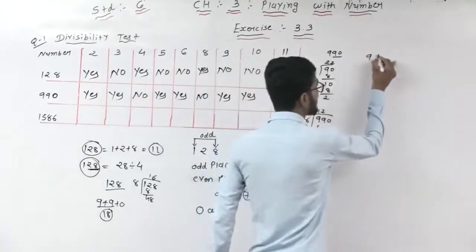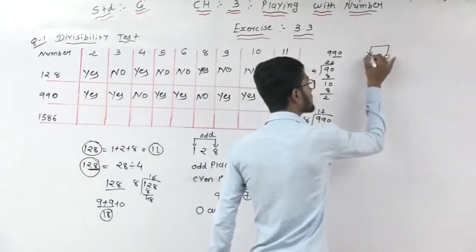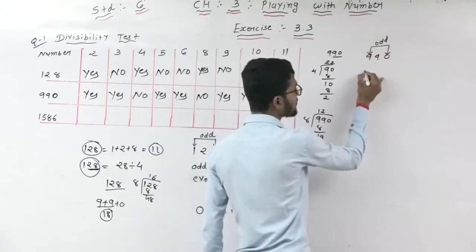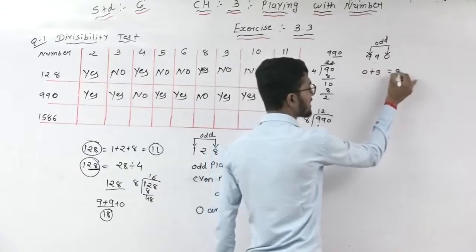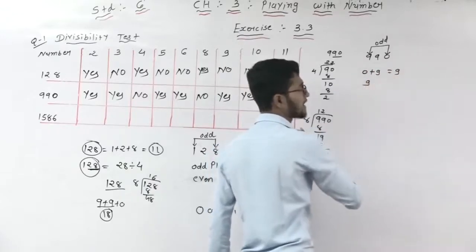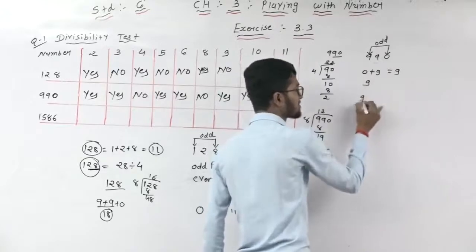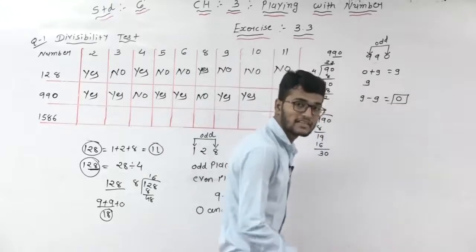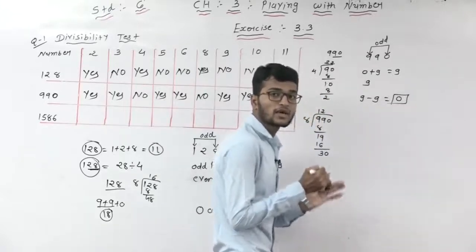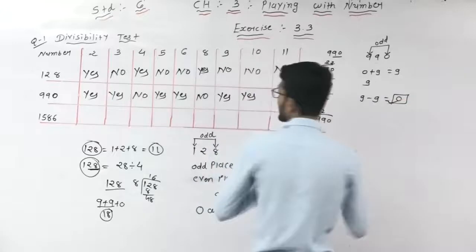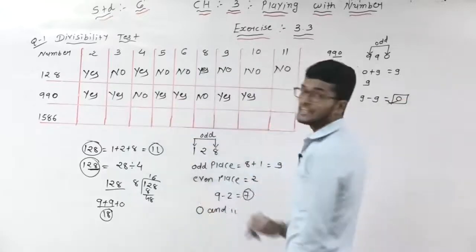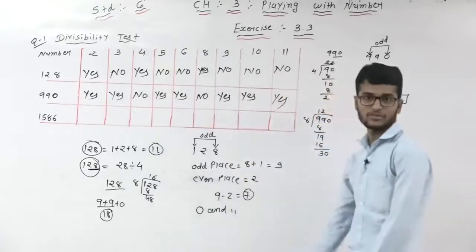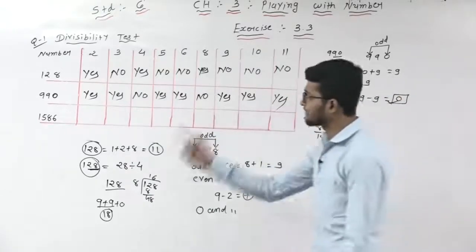So dear students, in 990, these 2 are odd place values and this one is the even place value. First of all, the odd place values: 0 plus 9 means 9, and the even place value is only 9. Then the subtraction is 9 minus 9. The answer is 0. If your answer is 0 or 11, then this number is divisible by 11. So here we got the answer 0. It means 990 is divisible by 11. Yes, this one is possible. Then write down here yes. Okay, understand?